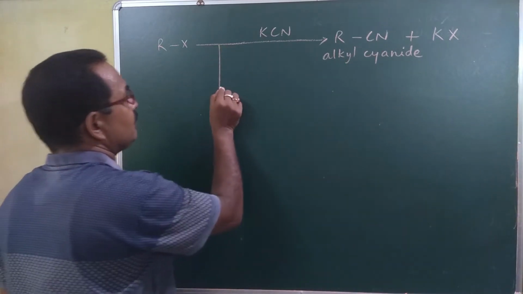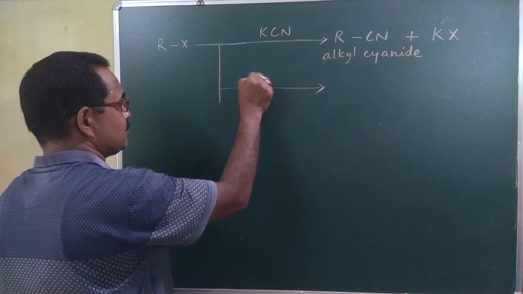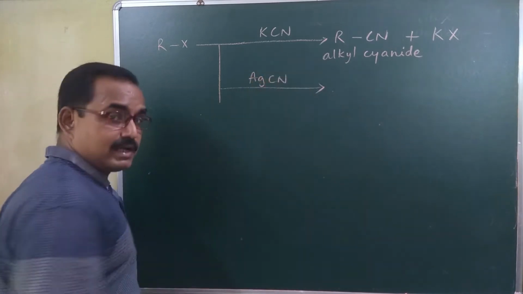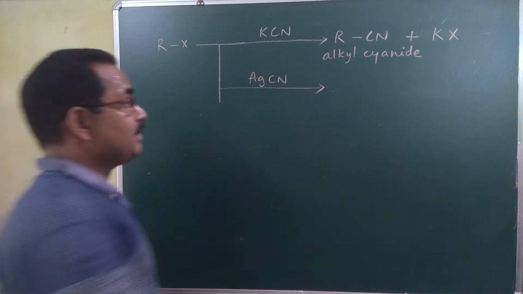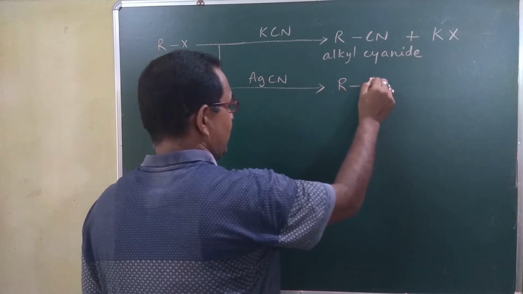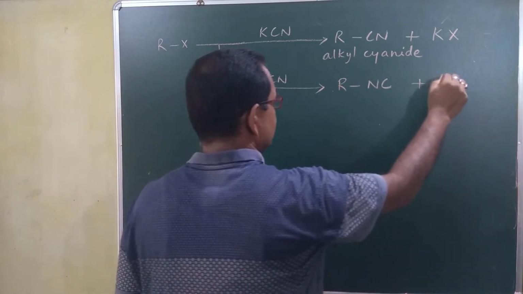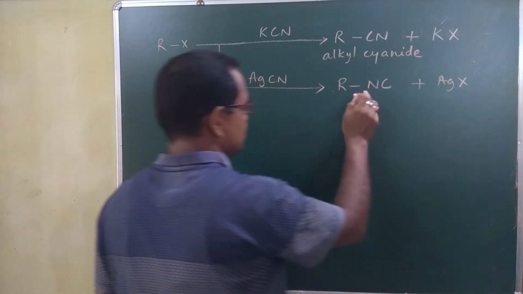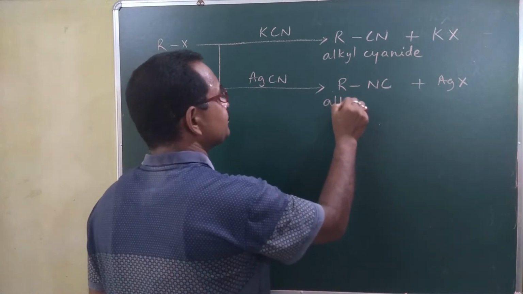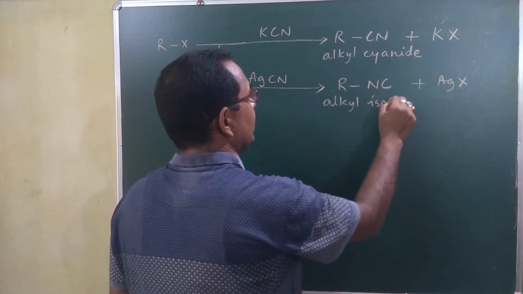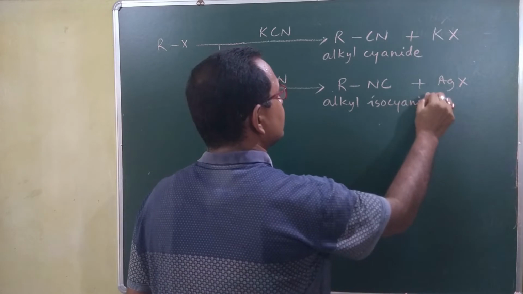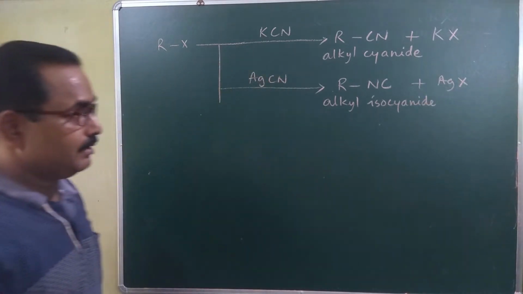In a similar way, alkyl halide reacts with silver cyanide. Here we will get RNC plus AgX. What is this? Alkyl isocyanide.